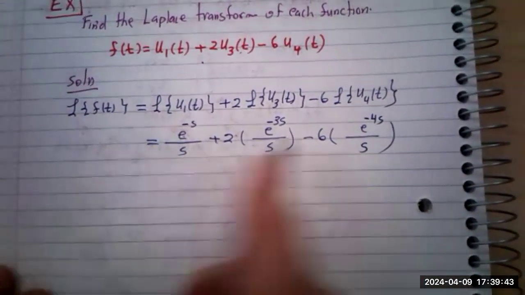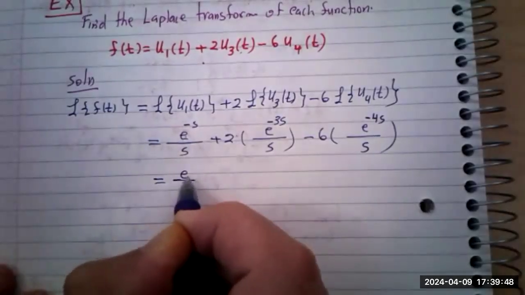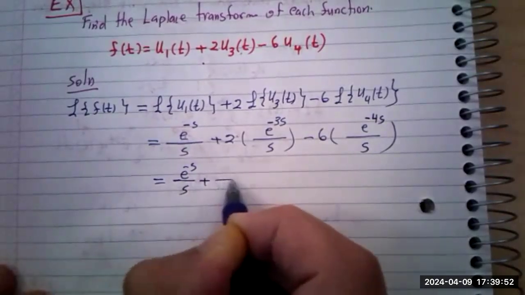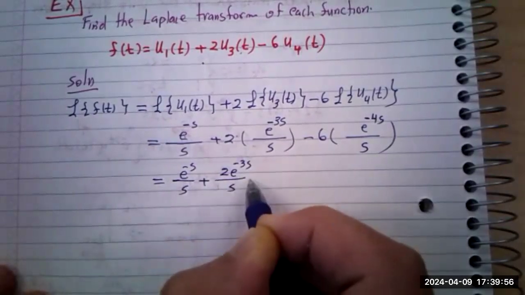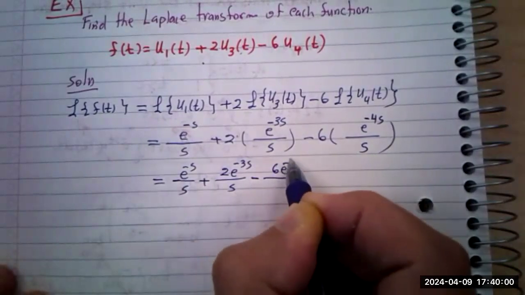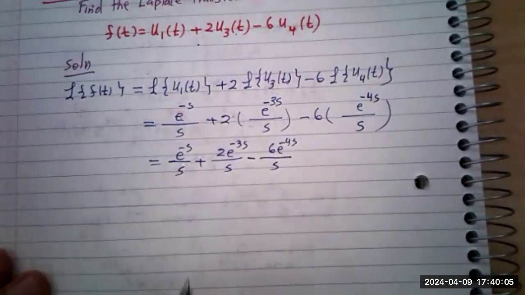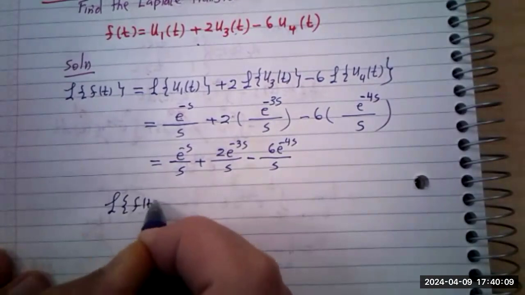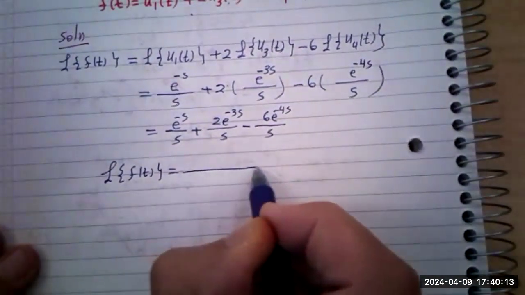We can put them together. It's the way we write it down: e to the negative s over s, plus 2e to the negative 3s over s, minus 6e to the negative 4s over s. You can, if you want, put it together because they're all fractions with the same denominator. If it's going to be like that, we simplify. Otherwise, you leave it as is.